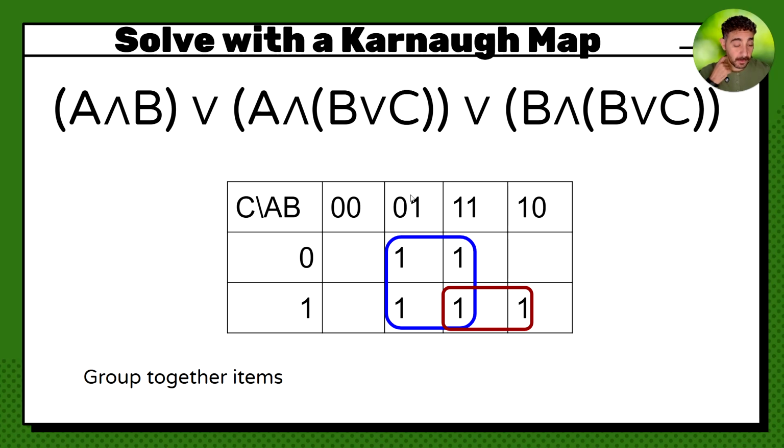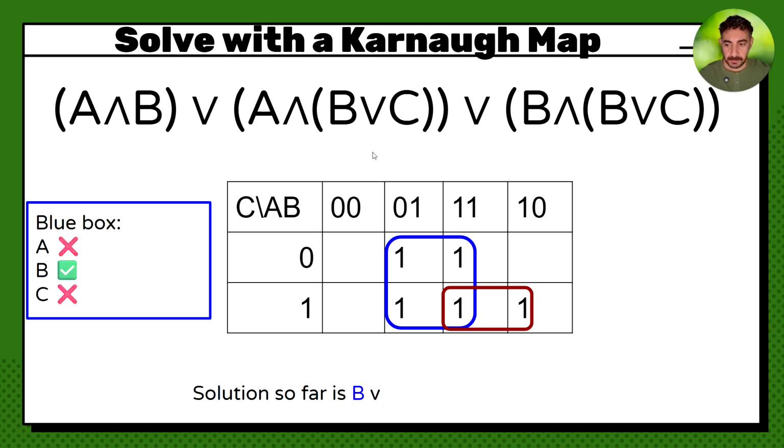So the next thing that we would do is compare our variables in each grouping. And we could see that in the blue box, which is the first part of our equation, A changes from 0 to 1. And we can see that B stays constant, it's a 1 on both. And we can see that C is changing from 0 to 1 here. So that means that the first part of our equation is just B. And as always, we separate our groups with an or.